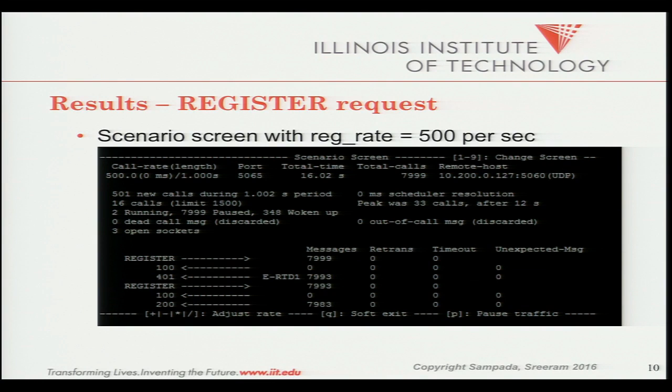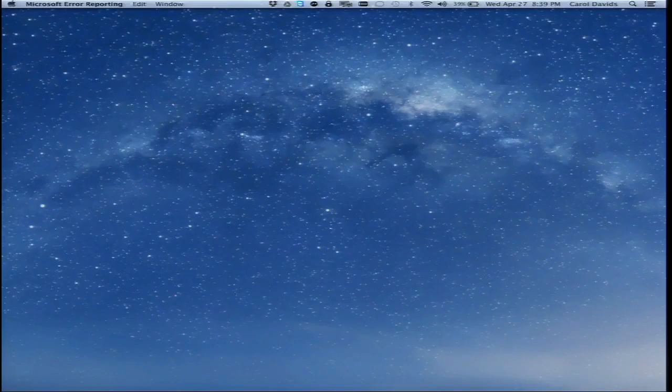So the screen here shows a snapshot of the scenario screen when we were running registrations at a rate of 500 registrations per second. You can see the number of registrations, and this was taken at a random time of 16 seconds, and all the registrations were successfully accepted by the FreeSwitch. Our aim was to find the maximum rate the FreeSwitch can handle for a long time before it starts throwing failures, and we used algorithms from the document 7.5.